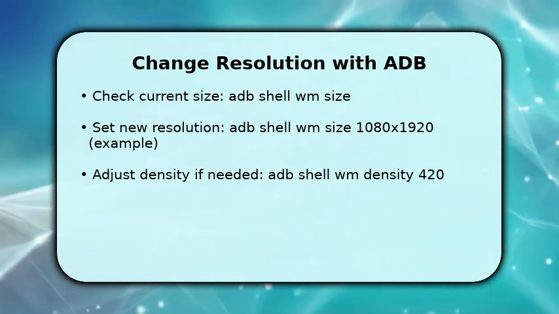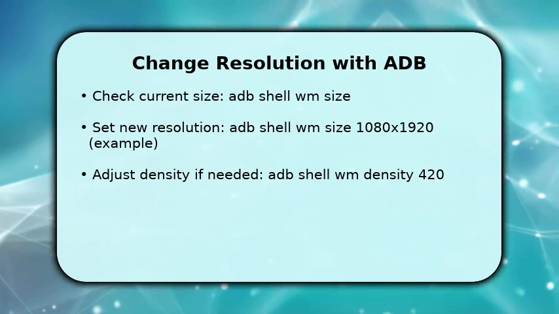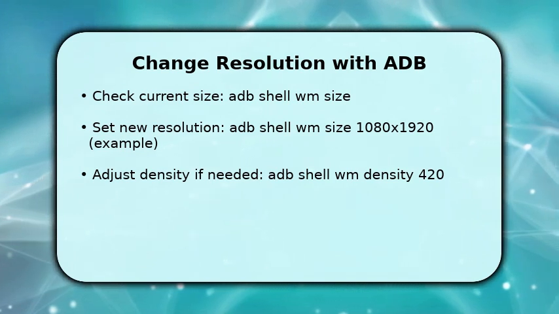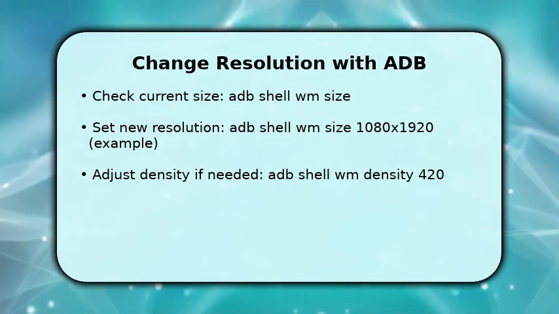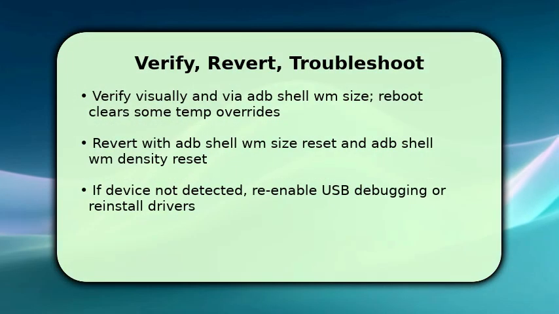If UI elements scale oddly, adjust density with adb shell wm density value to balance DPI and layout. Once done, apps will reflow to the new logical resolution. Finish by confirming the change. Visually inspect the UI and run adb shell wm size to verify the values.